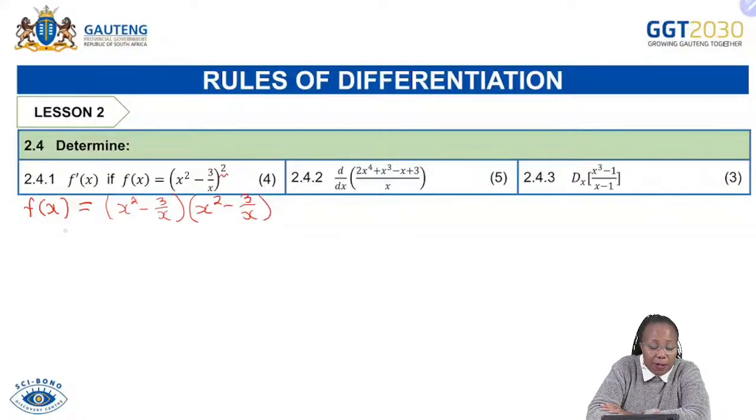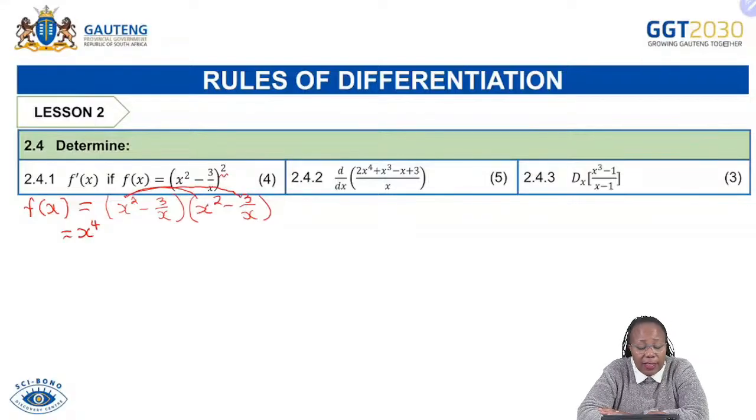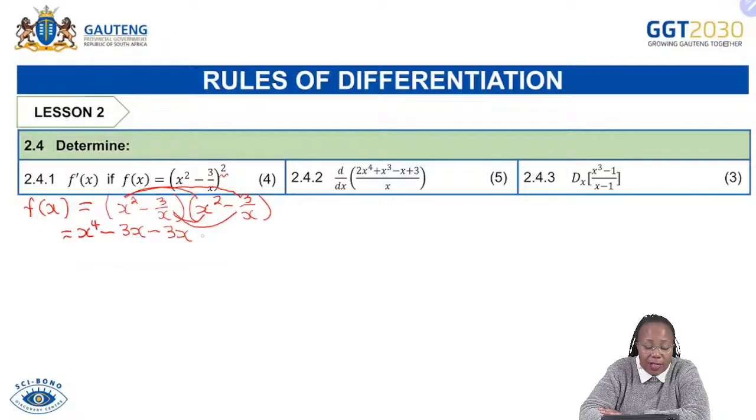And then let's multiply out. It's x squared times x squared. That is x to the power 4. And then x squared times a 3 over x, that will be 3x because x will cancel 1x there, and then you'll be left with minus 3x. The same applies, minus 3 over x times x squared, it will be minus 3x again. And then minus 3 over x times minus 3 over x, it will be positive 9 over x squared.